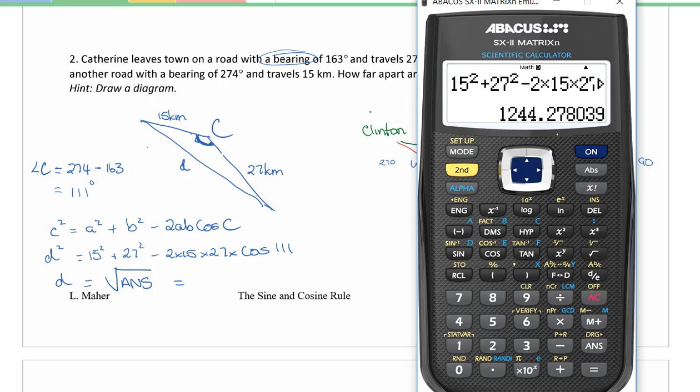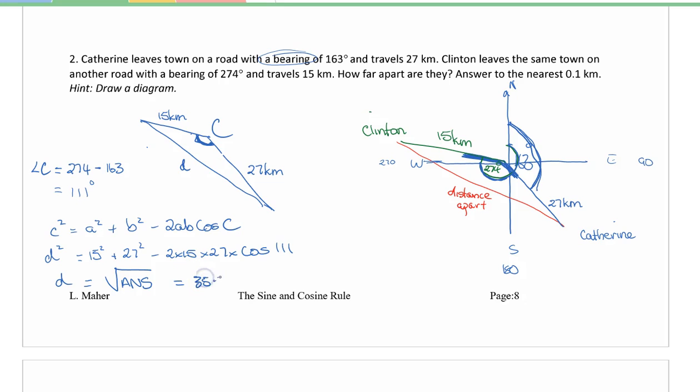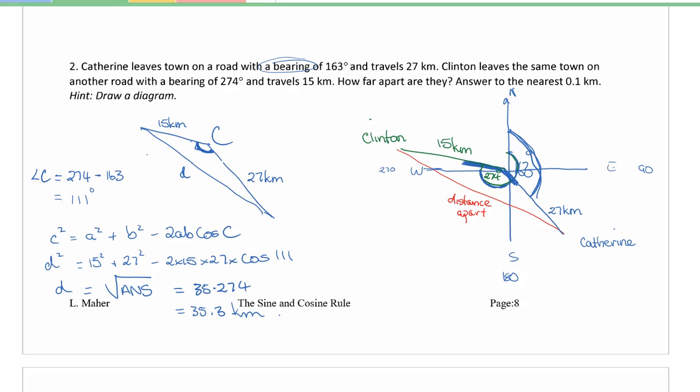Now remember, since I pressed equals, that's been recorded as my answer. I would need to take the square root of that, square root of my answer, and I've got 35.274. And to the nearest 0.1 of a kilometre, that would be 35.3 kilometres. You should be right now to do the questions from that exercise.